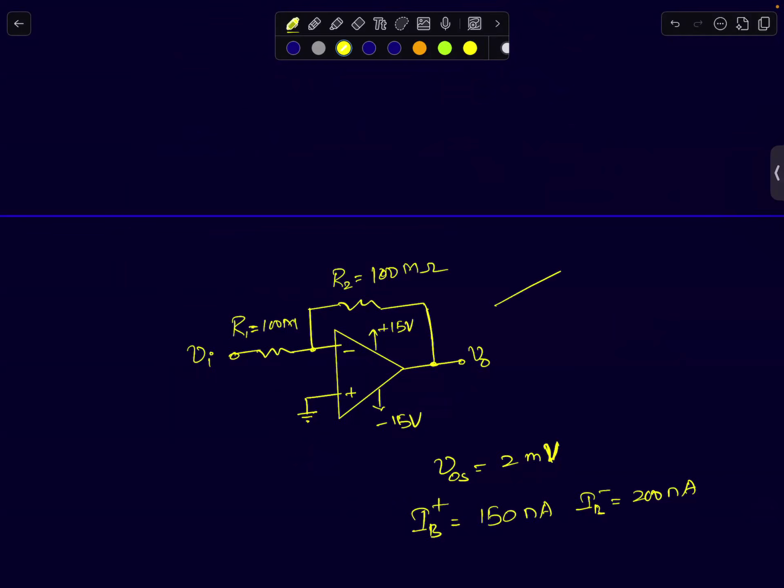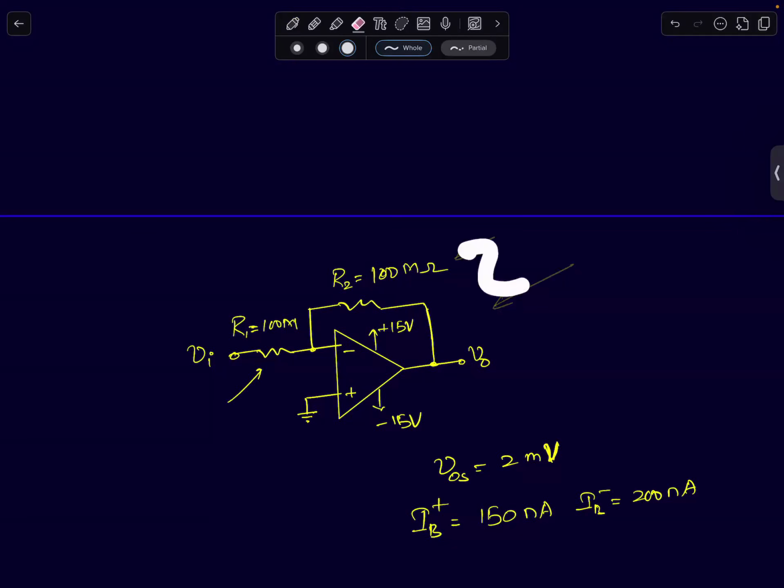So consider this inverting amplifier with a gain of just -1. It's like a buffer. The circuit designer or the engineer had connected a feedback resistor of value 100 megaohms and an input resistor of value 100 megaohms. The gain is just -1.